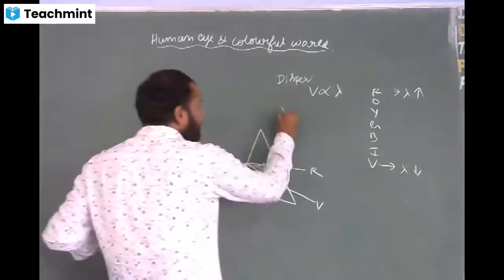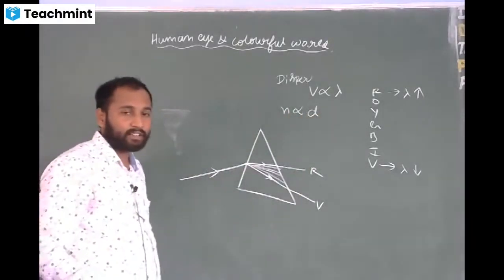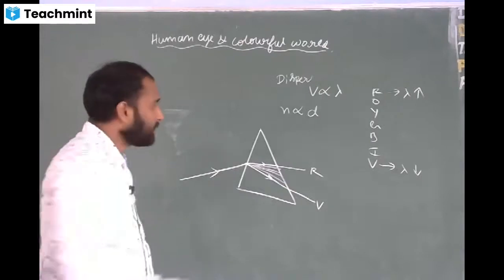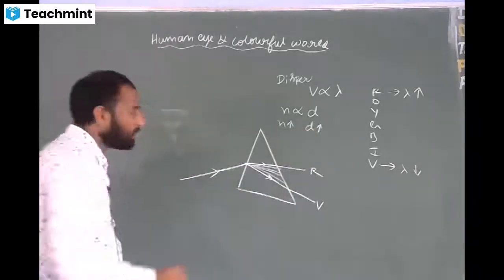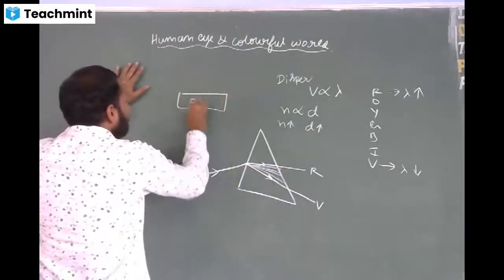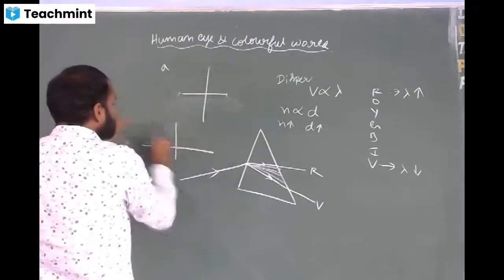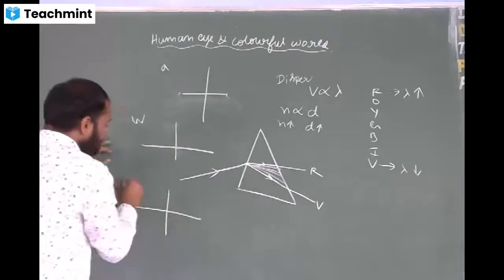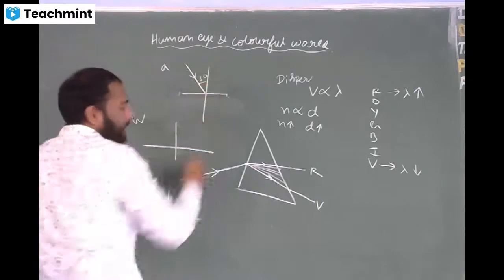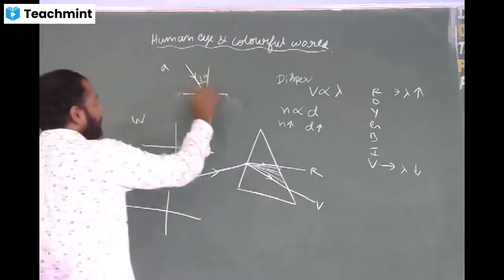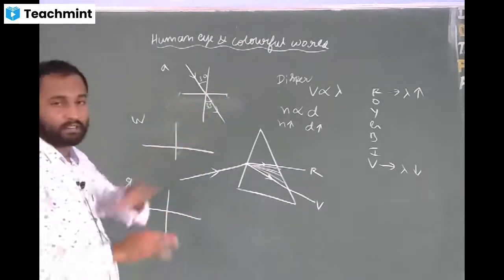Also, refractive index is directly proportional to deviation. That means if refractive index is more, deviation will be more. Suppose you take this as air. I will take three cases: air, second water, and third glass. Here the angle of incidence is 30 degrees. In air there won't be any bending, so it will go as it is. The angle of refraction is also 30 degrees, so the refractive index is 1.